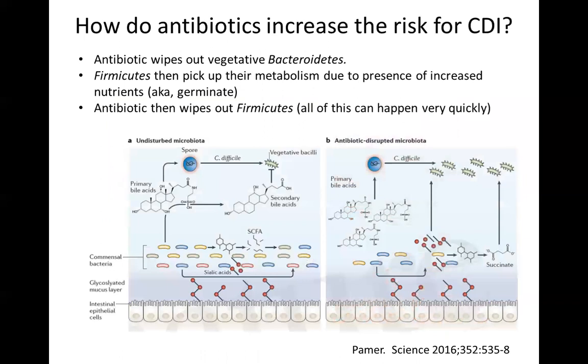Then we move over to Eric Pamer, who's a sweet dude. So this is then his. This is not actually my theory, but it's his. So antibiotics wipe out the vegetarian Bacteroidetes, then Firmicutes pick up that space that we've now wiped out from the Bacteroidetes. They then germinate, and then we can wipe them out. That's essentially his, and I like that theory quite a bit.